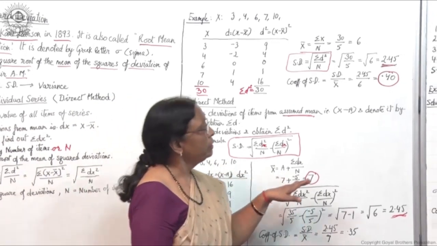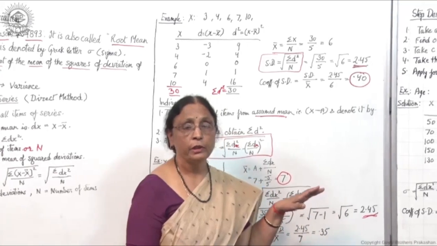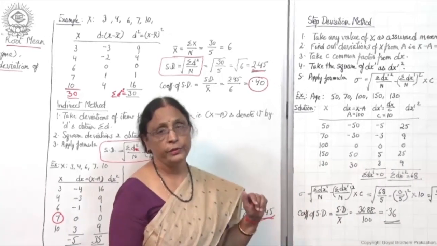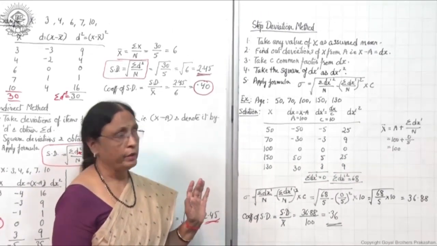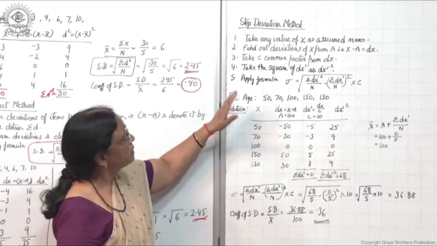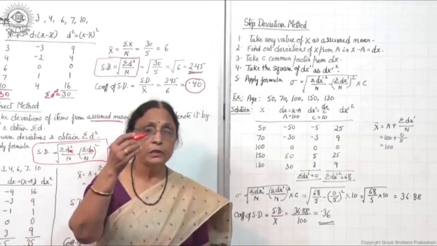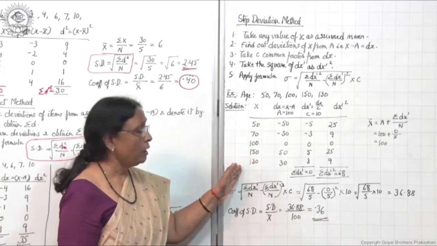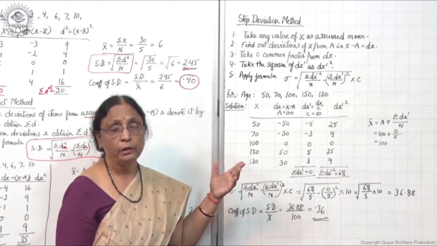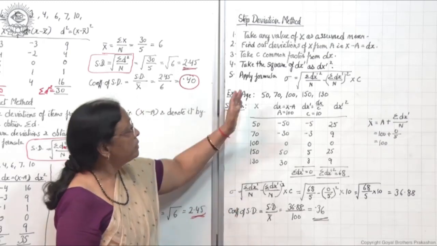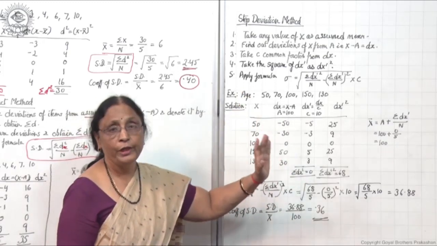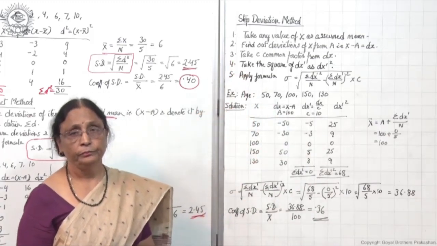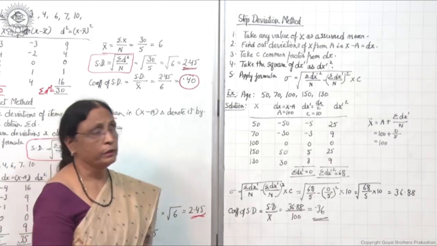Two methods you have learned for calculating standard deviation in the case of which type of series? These are individual series, where no frequency is given. Now another method is the step deviation method. Here I have taken only simple figures, but if the figures are in thousands or lakhs, complicated figures, then sometimes the calculation becomes too heavy. In that case, the step deviation method is considered better. Then it makes it simpler.